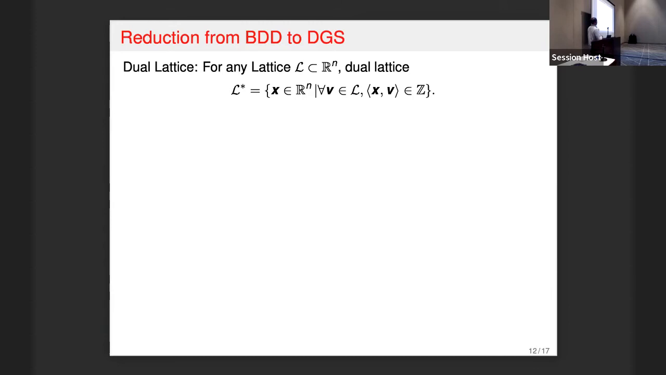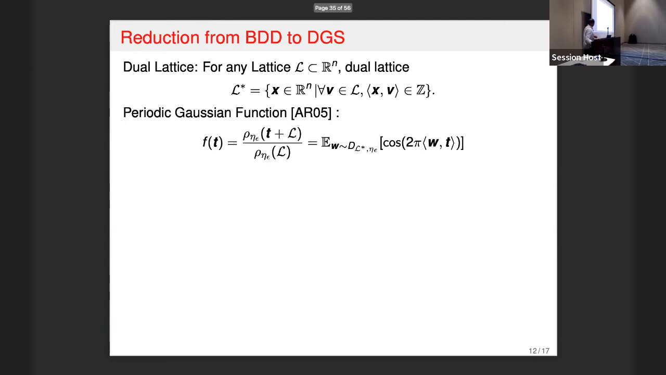First of all, we have to define a dual lattice. A dual lattice contains all the vectors in the real space such that the inner product with all the lattice vectors is an integer. The idea of this work comes from Aharonov, who gave a periodic Gaussian function, which is the ratio of the Gaussian mass of the shifted lattice divided by the Gaussian mass of the lattice.